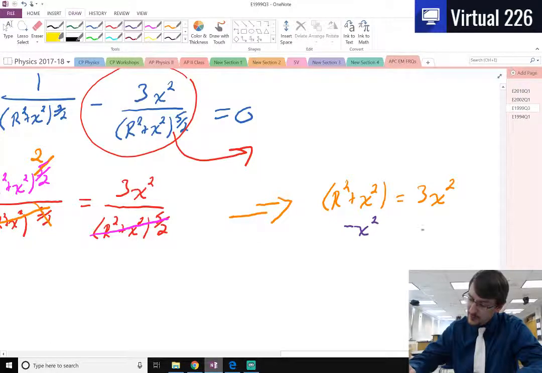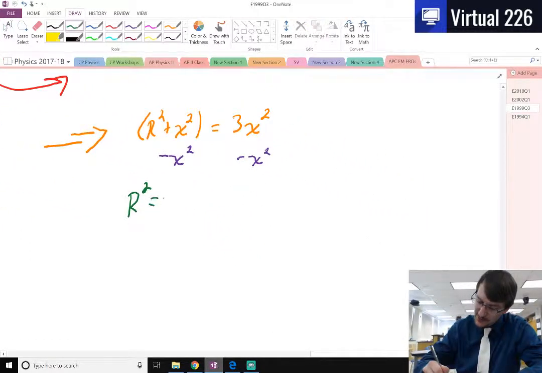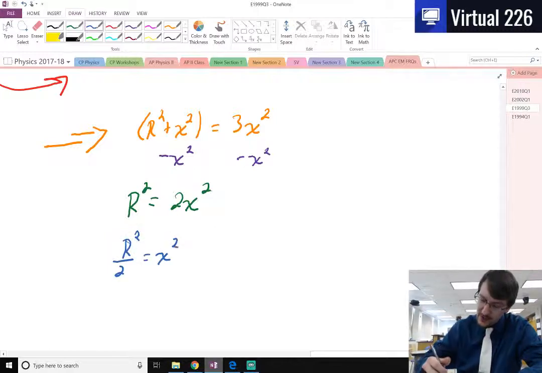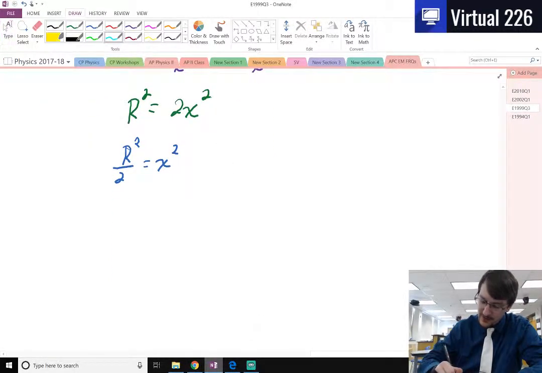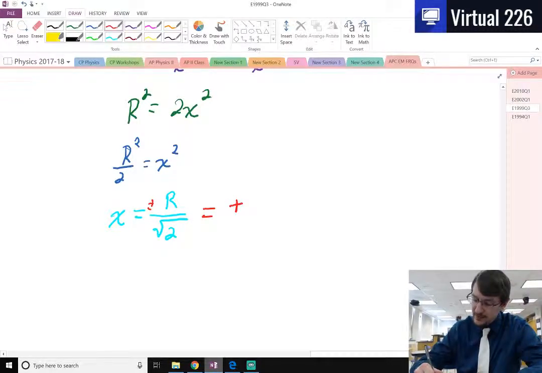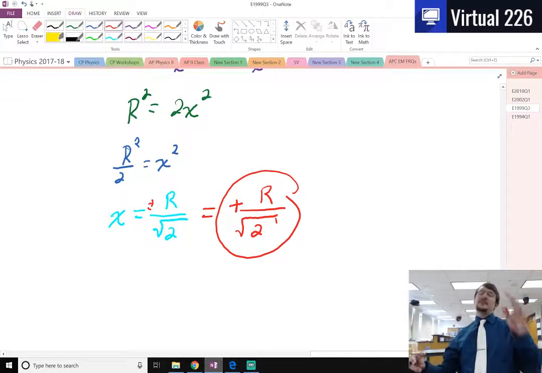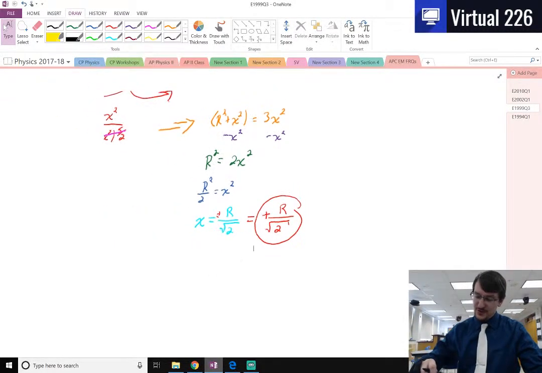I'll subtract an x squared from each side, which gives me that r squared equals 2x squared. And then if I go ahead and solve this for x, I find that r squared over 2 equals x squared, and that means that finally, after all that work, x equals r over the square root of 2. And technically this answer is plus or minus, but we're only going to use the positive because you can only be a positive distance away from things. So that is the position at which you will have a maximum E field for a ring of charge, okay?